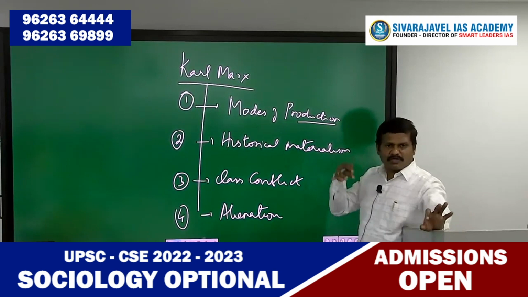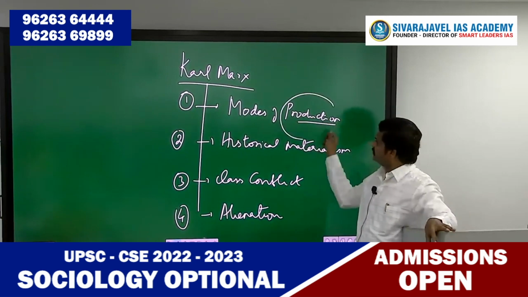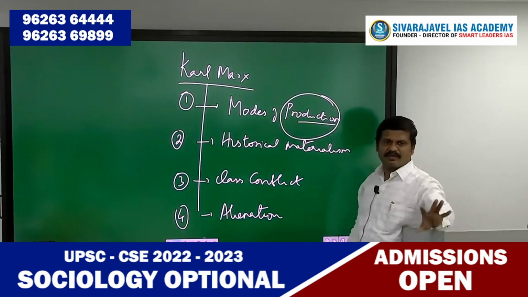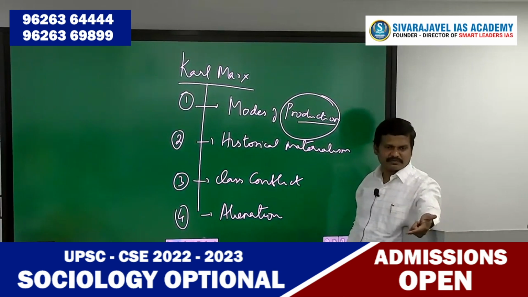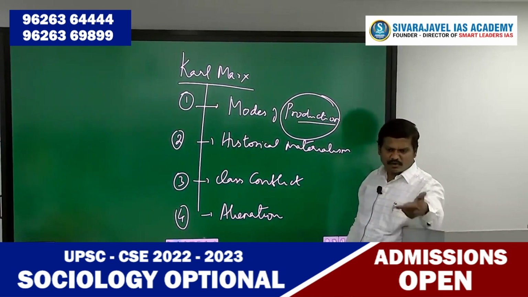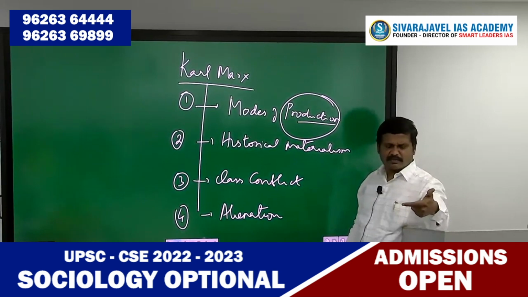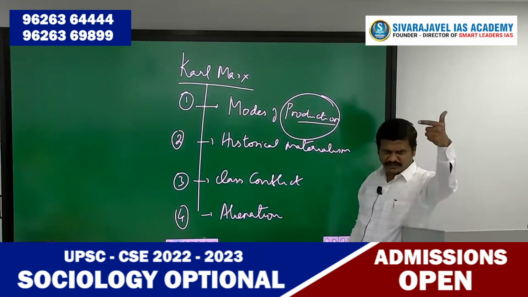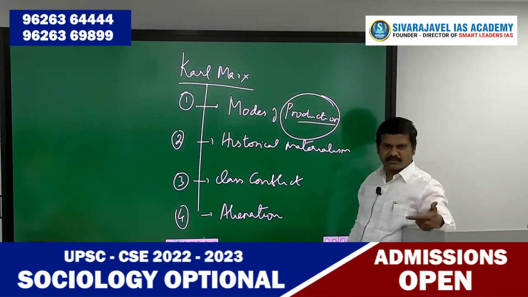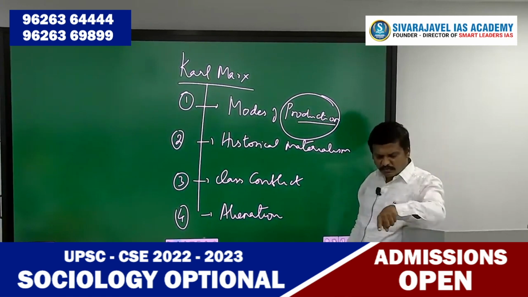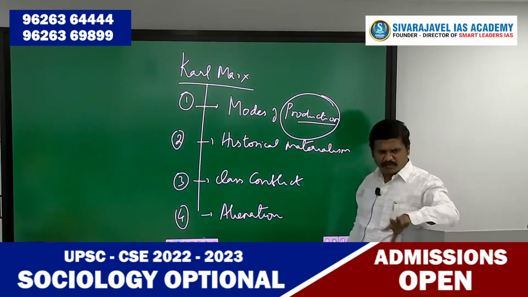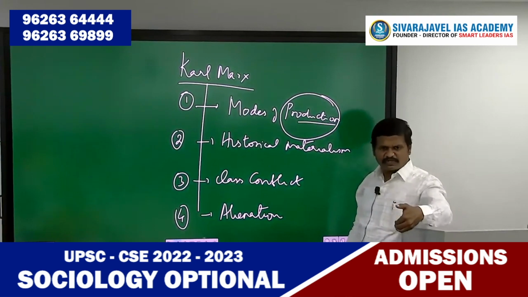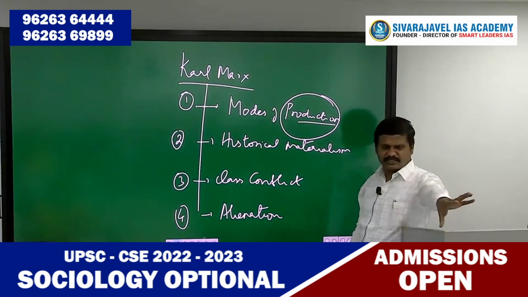In economy, what is happening? Production is happening. Economy deals with production. So how you are producing? The production decides society. Economy is centering around production. How that production is happening, that decides the societal setup.